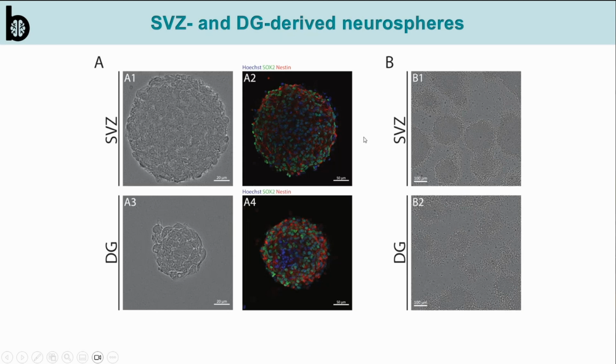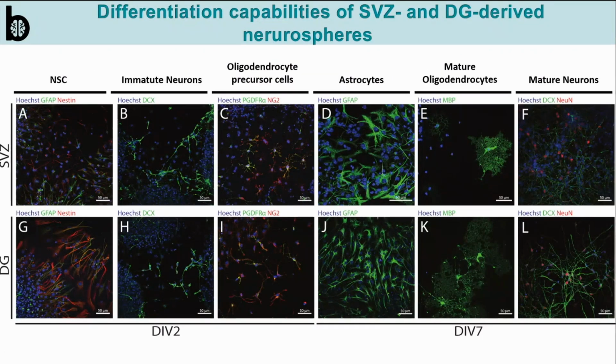And you saw this in the video, you can see here the difference between a neurosphere from the subventricular zone and from the dentate gyrus. And here already when we plate them and they start to differentiate. Also in the video, you can see that these neural stem cells are really multipotent. Here are markers of neural stem cells. This is already immature neurons, and this is OPCs, oligodendrocyte precursor cells. DIV2 means day in vitro 2, so these are more immature cells, and at day in vitro 7, they are mature cells. You can see astrocytes, mature oligodendrocytes, and also mature neurons. So we can really follow these cells from neural stem cells until they are differentiated cells.